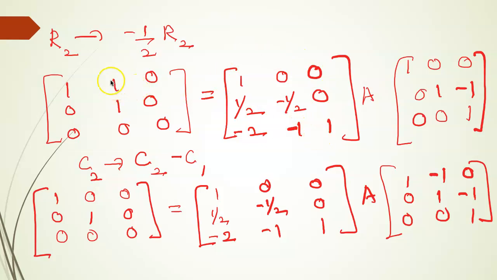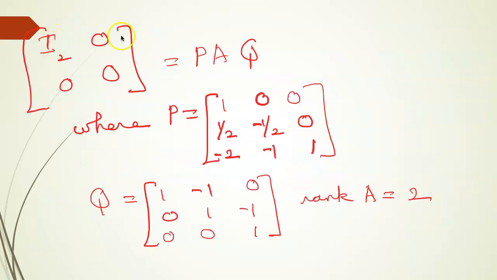Now C2 minus C1 will give you a 0 here. So you apply it to this matrix on the right. So you get minus 1 1 0. Now this is the identity matrix. So you can say I2 0 0 equals PAQ, where this is P and this is Q, and these are the non-singular matrices, and the rank of A is 2 because it's I2 0 0.